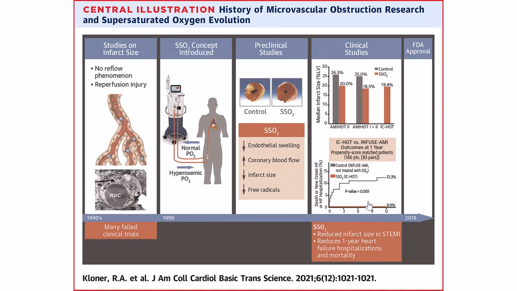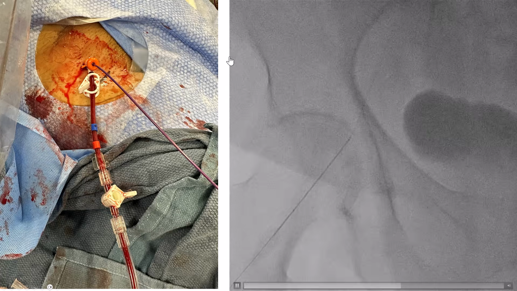So what to do? There is a device called supersaturated oxygen. It's a device that increases the PO2 up to 700 to 1,000 millimeters mercury, so it significantly increases the amount of oxygen that is dissolved in the plasma, from 0.3 to 2 to 3 mLs per deciliter. There are some studies that show that doing this in anterior myocardial infarction can reduce the infarct size. So that's what we did.